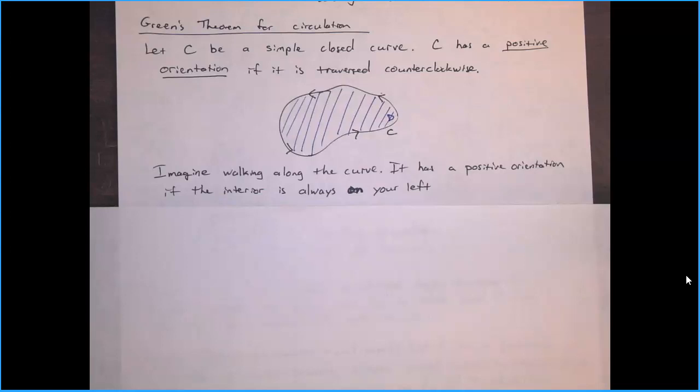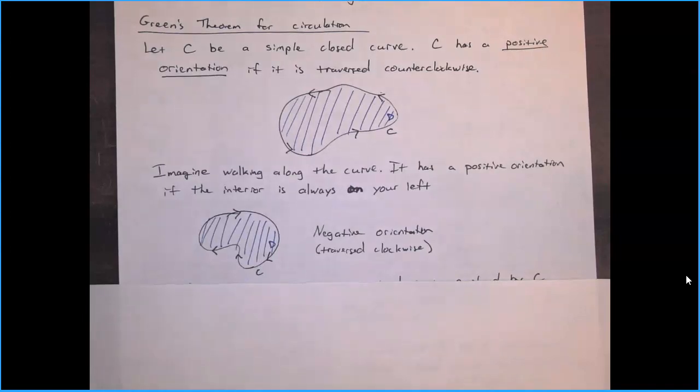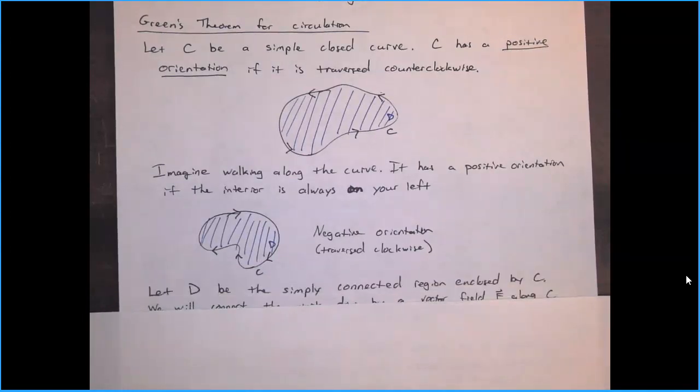Or you could think of some path along a pond, the outside of a pond. If the pond is on your left as you're walking, that's a positive orientation. Okay, here's an example of a negative orientation where we're going around the curve clockwise. We also need this region enclosed by the curve to be simply connected.